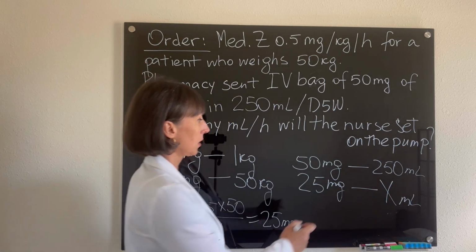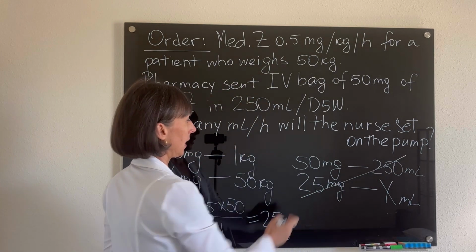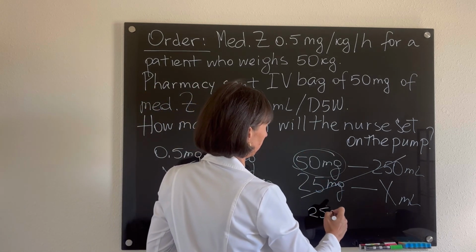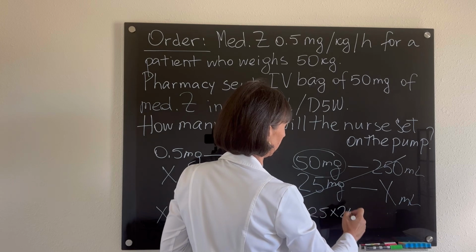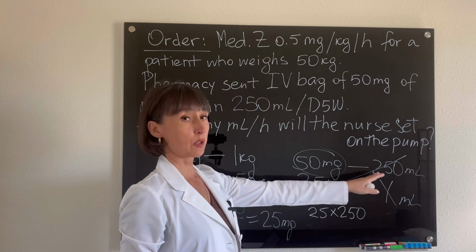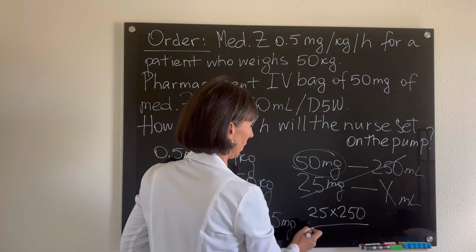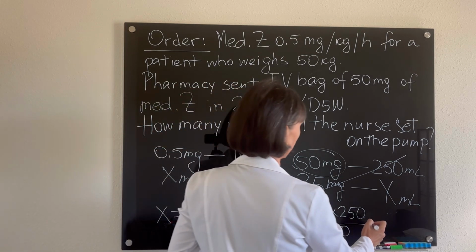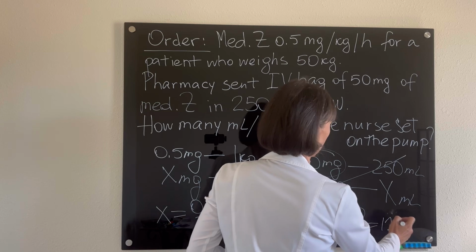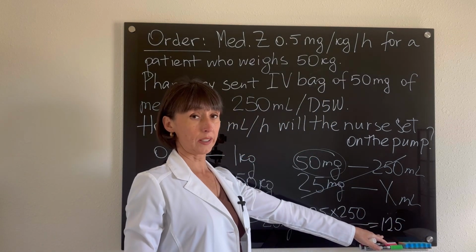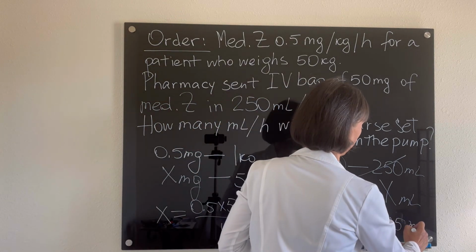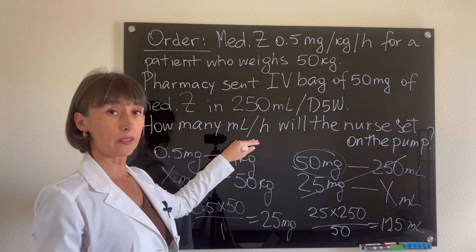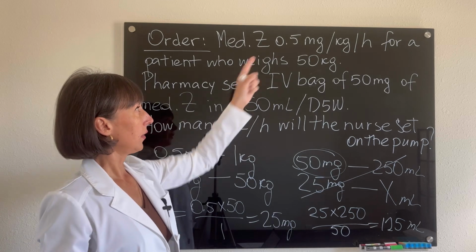And X equals multiplying on diagonal, dividing by the third number. 25 times 250 divided by 50, and that equals 125 milliliters. And that is milliliters per hour that I will set on my IV pump to deliver that order.